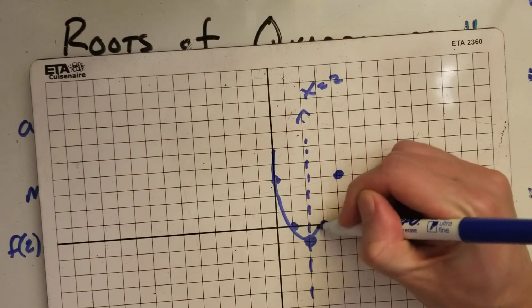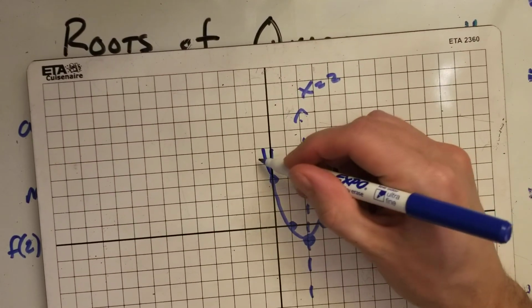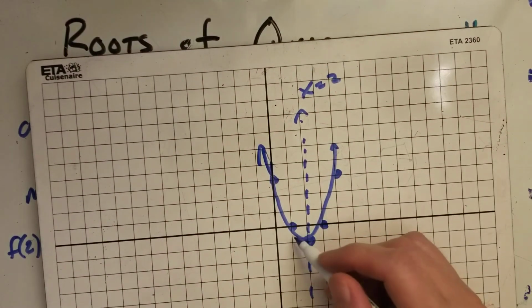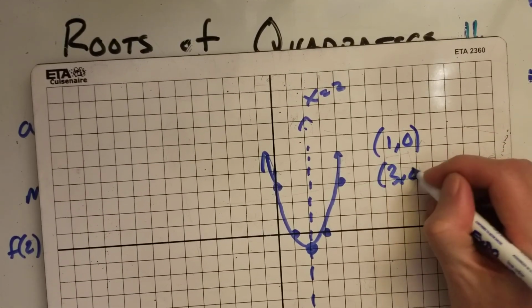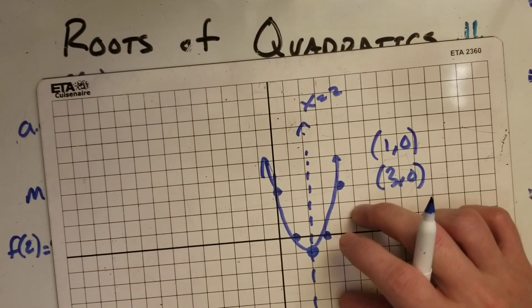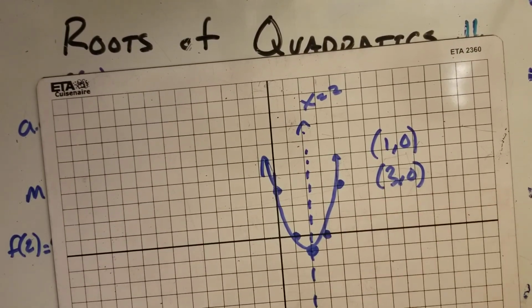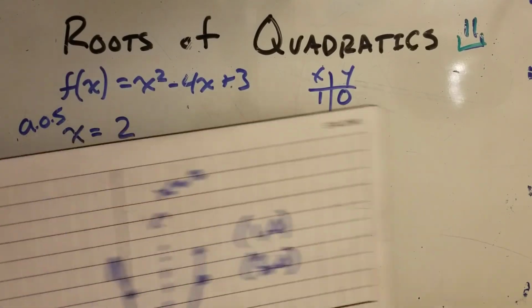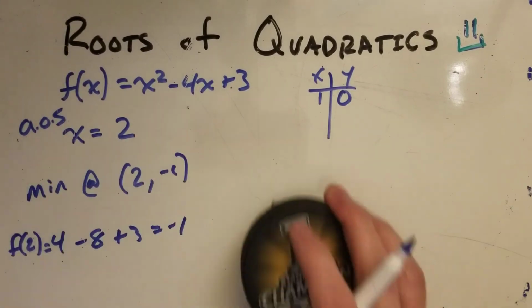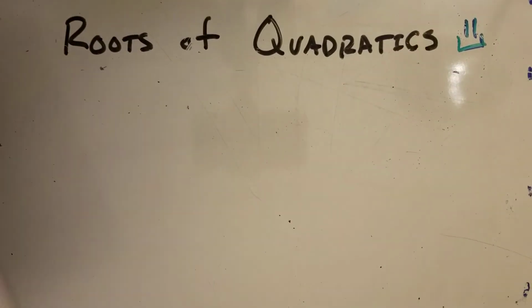And this is what the parabola looks like, or is supposed to look like. But the clear thing here is we're looking for roots. So one of them is (1, 0). The other is (3, 0). The roots of this are 1 and 3. Let's go on to our next quadratic to find the roots of.